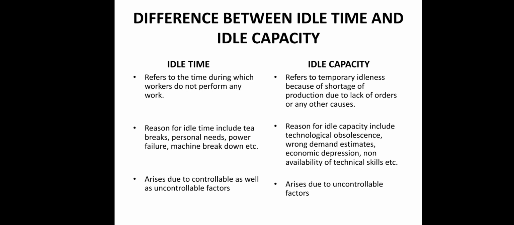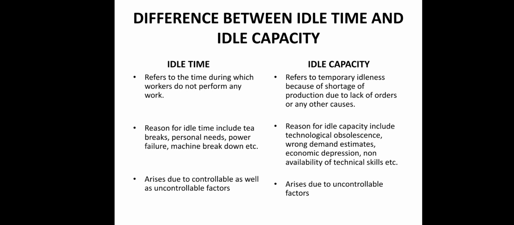We estimated a lower demand and we are producing lower. Then you have economic depression. When there is an economic depression, what generally happens to goods? Demand will fall. Then you have non-availability of technical skills. So even if the technology is updated, if the workers are not technically skilled, then also there will be a shortage in the production. So this is called idle capacity.